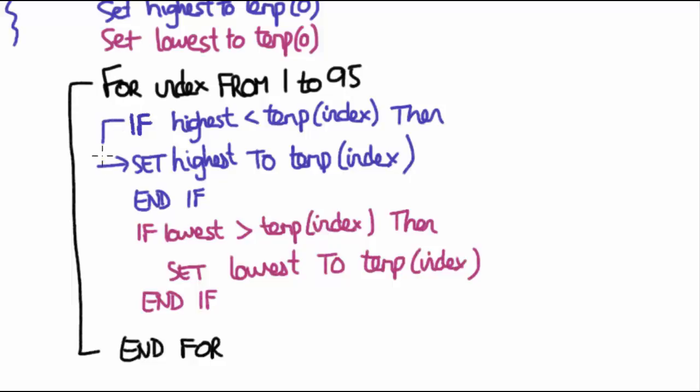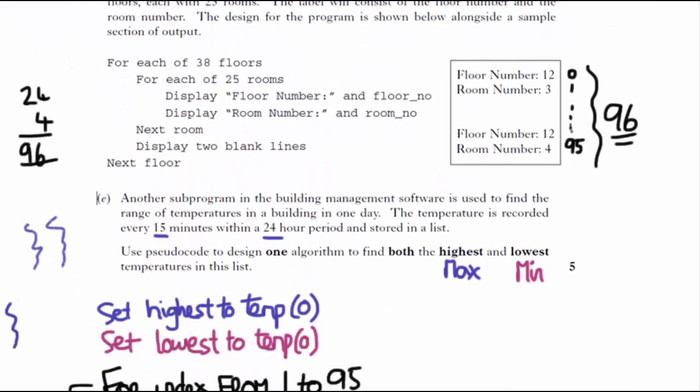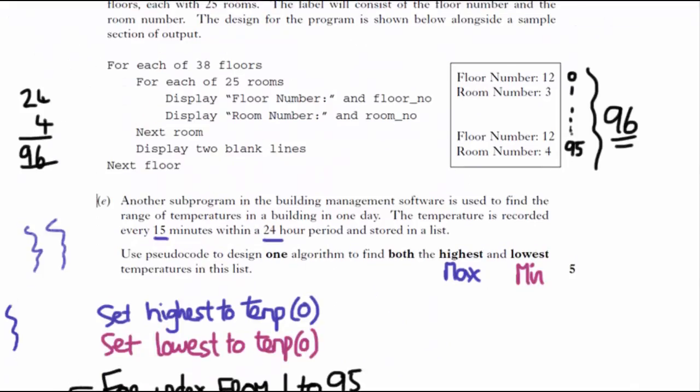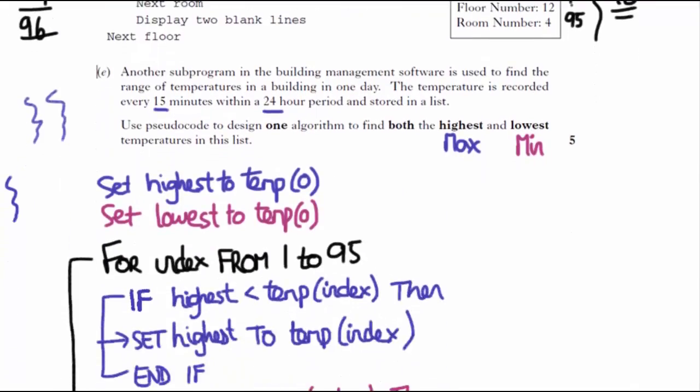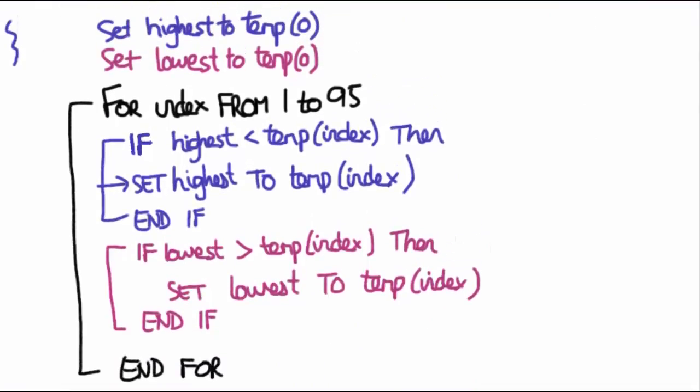So you've got one loop that goes through each element in the array, and you've got two condition statements. If you find a value that's bigger than what you've got as highest, you take that value as highest, and if you find a value that's lower than what you had as lowest, then you take that value as lowest. And that should be your solution for that.